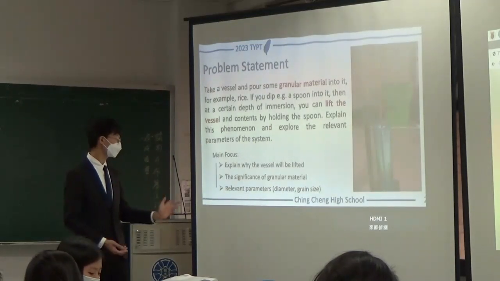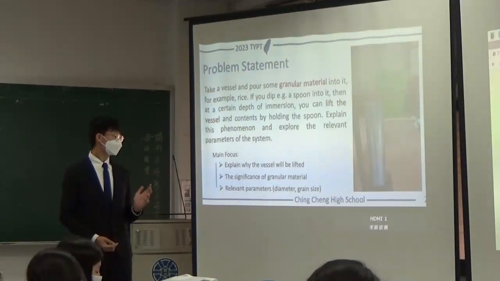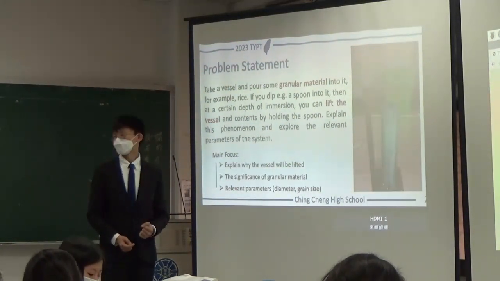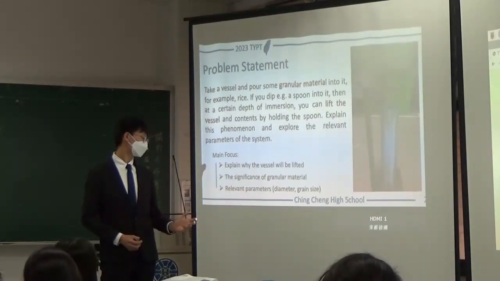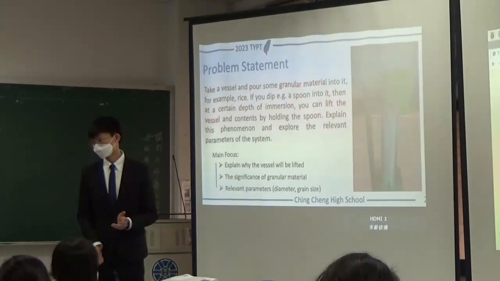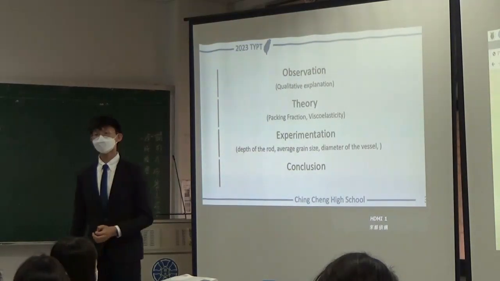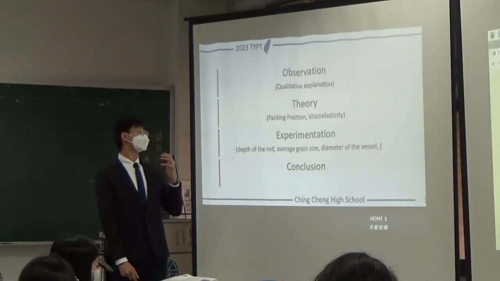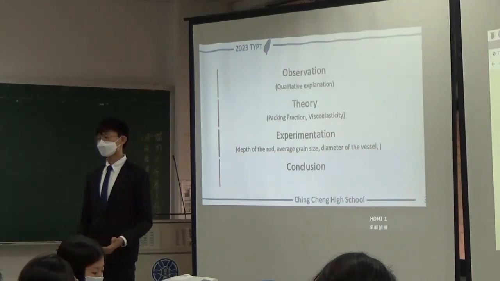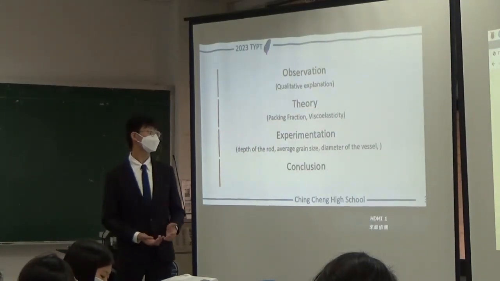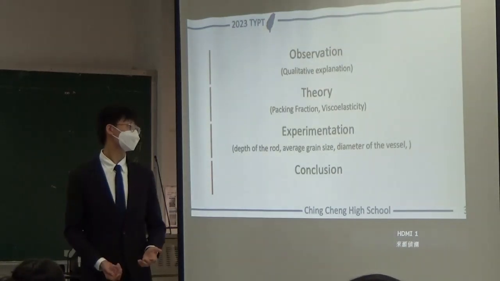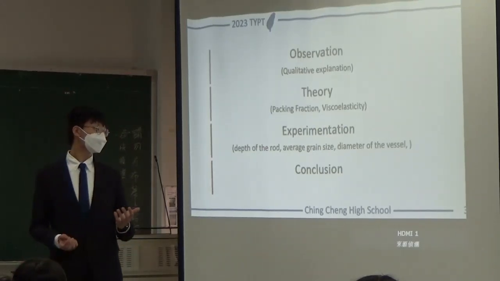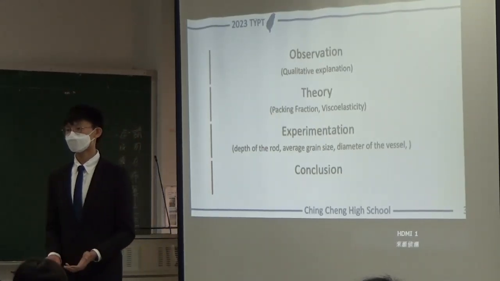And here's our main focus. The first is to explain why the vessel will be lifted. The second is the significance of the granular material. The third is the relevant parameters, the diameter and the grain size. Here's our outline. First, I will talk about the observation and the qualitative explanation. The second is our theory about packing fractions and viscoelasticity. The third is the experimentation about the depth of the rod, the average grain size and the diameter of the vessel. And the last is the conclusion.